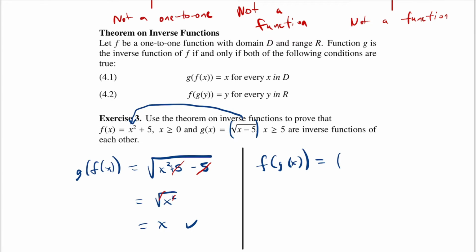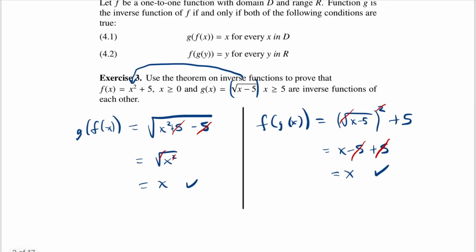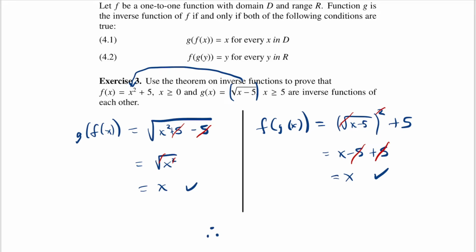So it's going to be the square root of x minus 5 to the second power plus 5. The second power comes from this exponent up here, and the plus 5 comes from here. X gets replaced with the entire g function. And now we can cancel the square and the square root, which gives us x minus 5 plus 5. 5's cancel. We're left with x. So therefore, f and g are inverses of each other.